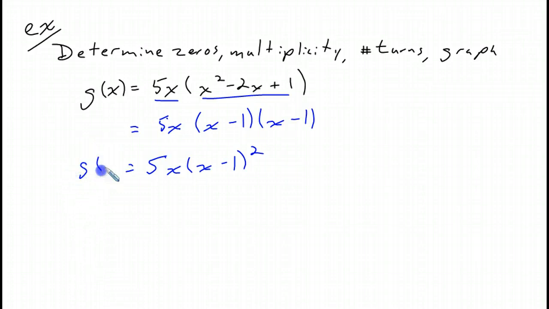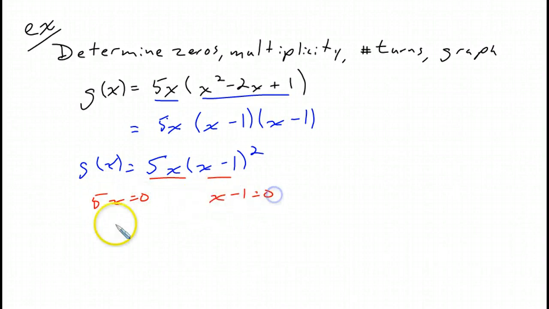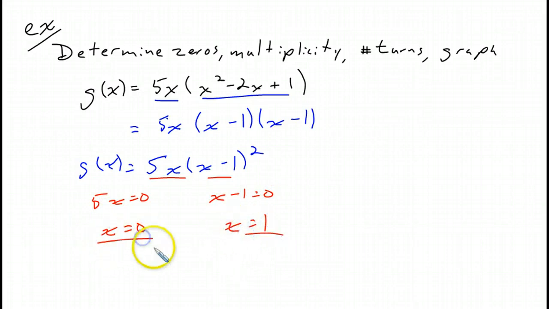Okay, so there's our g of x. Again, since I have something times something, and I want it to equal 0, I can just take them both and set them to 0. So 5x equals 0, and x minus 1 equals 0. So when you divide by 5, x is 0, and add your 1 to both sides, so x is 1. There are our two zeros.